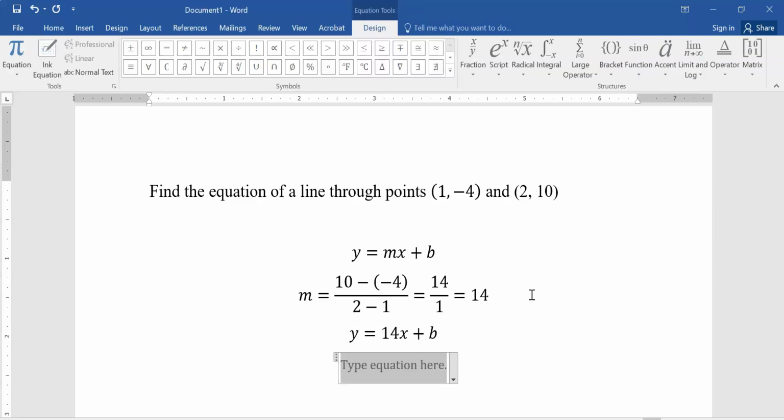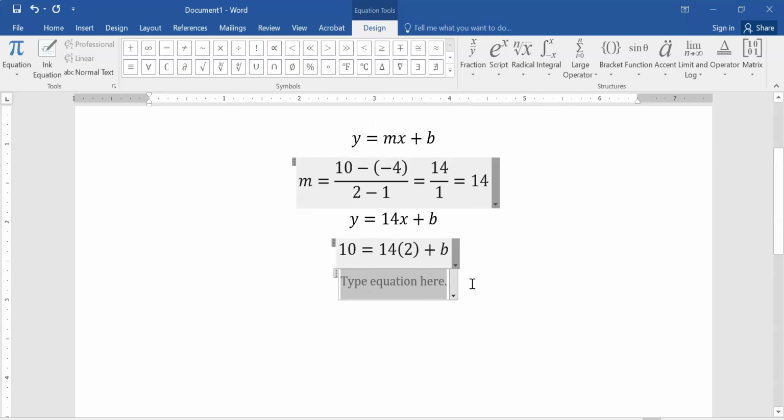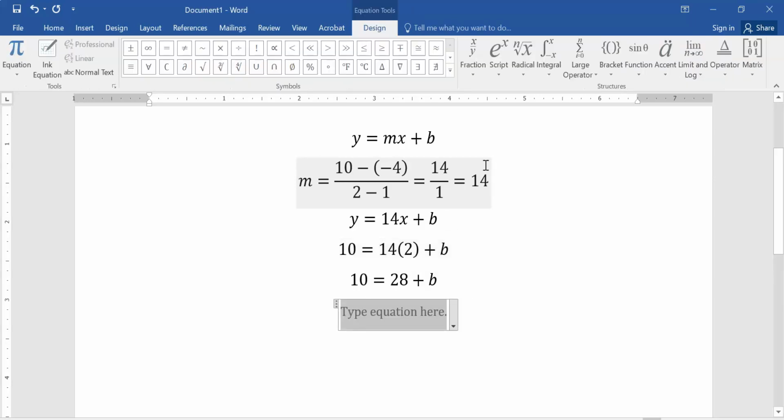We can plug in some numbers. It doesn't matter if you choose the point 2, 10 or the point 1, -4 to plug in. I'm going to choose the point 2, 10. So plug in 10 for y. I'm going to plug in 2 for x. When it's all said and done, 10 equals 14 times 2 plus b simplifies as 10 equals 28 plus b. Subtract 28 from both sides, and we get -18 is equal to b.